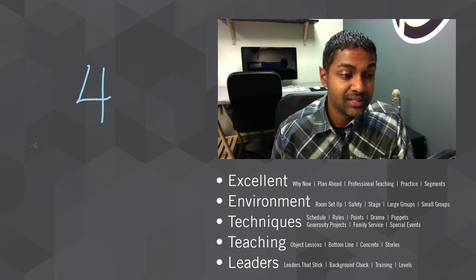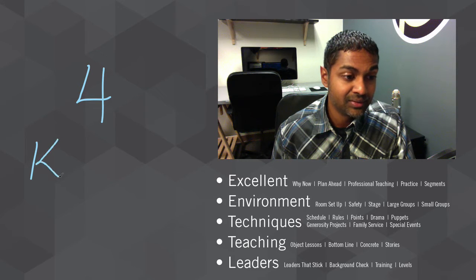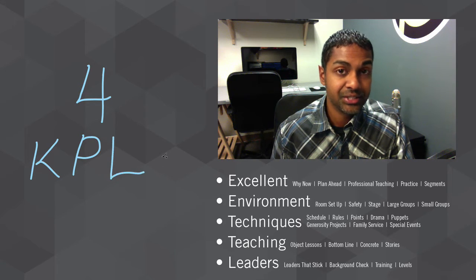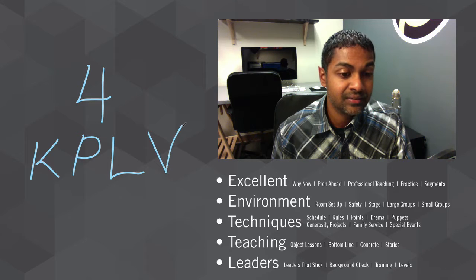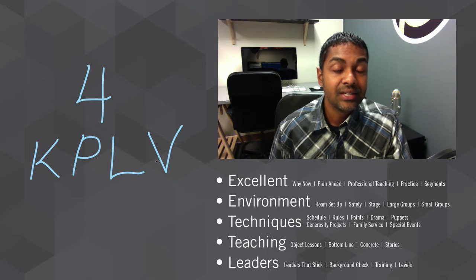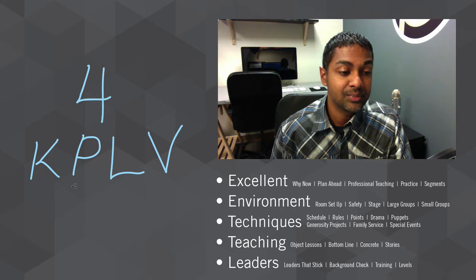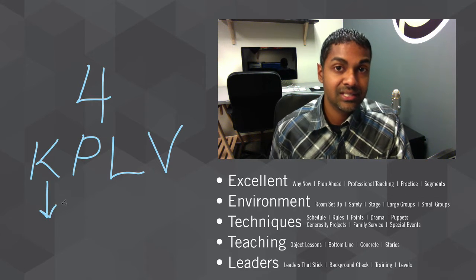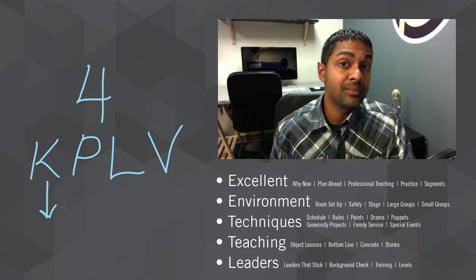The first audience is kids. You might know that one already. The second audience is parents. The third audience is the church leadership. And the fourth audience are the volunteers that are in your ministry. So each of these audiences have a specific message that you need to communicate to them on a weekly basis. And your environment will help them to do that.